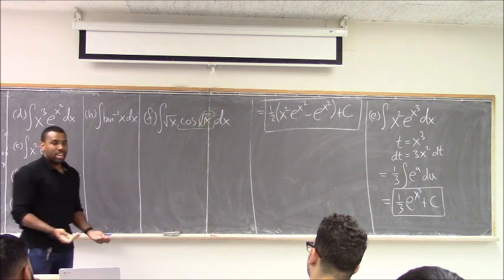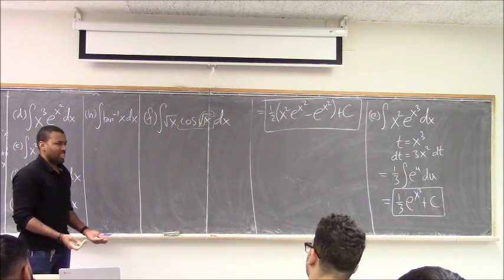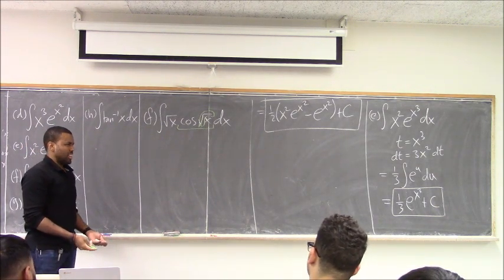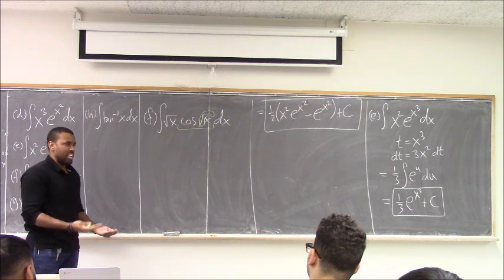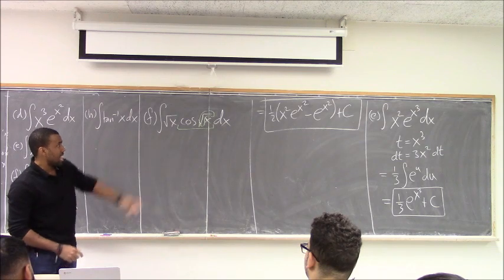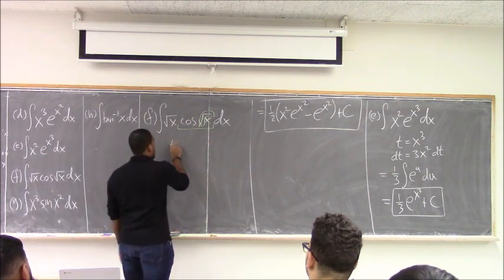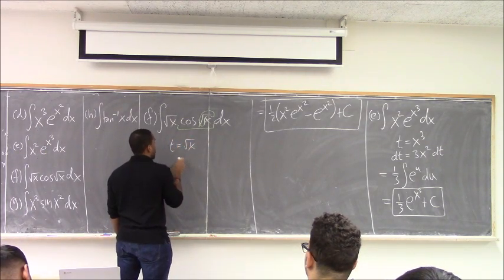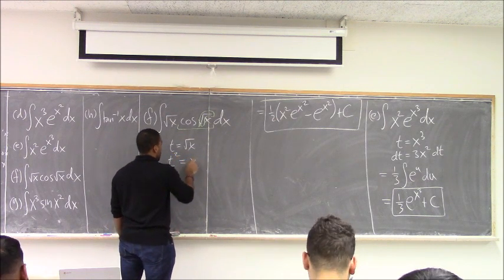Cosine of x, easy peasy. Cosine of radical x? Cosine of x squared, cosine of x cubed, any other crazy thing? Why would I have to deal with that? My first thing is going to make that guy behave. So I'm going to do t equals the square root of x, or better yet, t squared equals x.